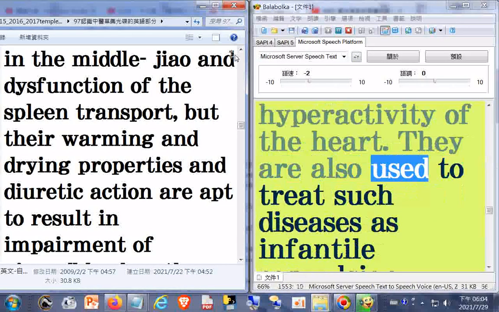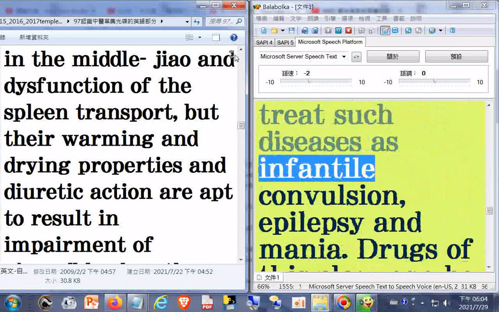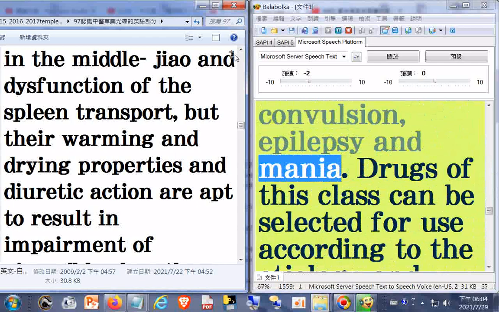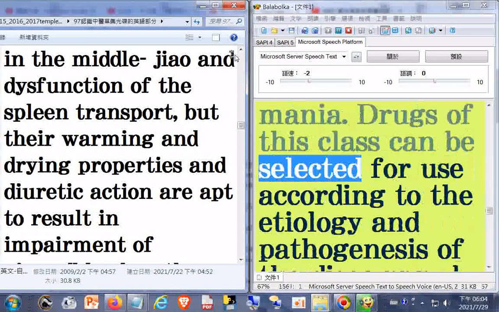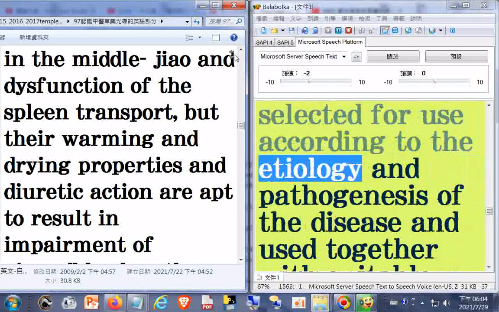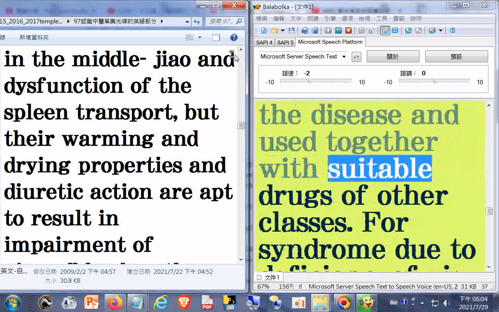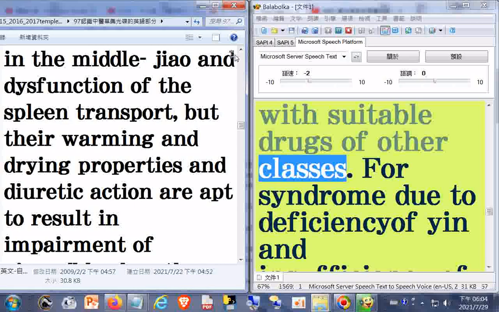They are also used to treat such diseases as infantile convulsion, epilepsy, and mania. Drugs of this class can be selected for use according to the etiology and pathogenesis of the disease and used together with suitable drugs of other classes.